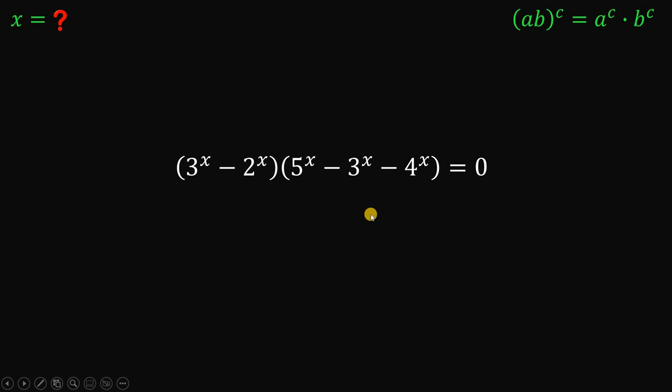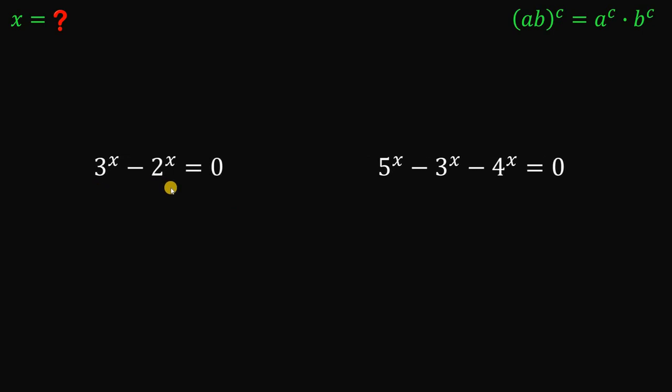Now, since it is equal to 0, it follows that at least one of them must be equal to 0. So we can say that 3 raised to x minus 2 raised to x equals 0, or 5 raised to x minus 3 raised to x minus 4 raised to x equals 0. Now, let's focus on the first equation. We have 3 raised to x minus 2 raised to x equals 0. Now, add 2 raised to x on both sides. This will give us 3 raised to x equals 2 raised to the power of x.